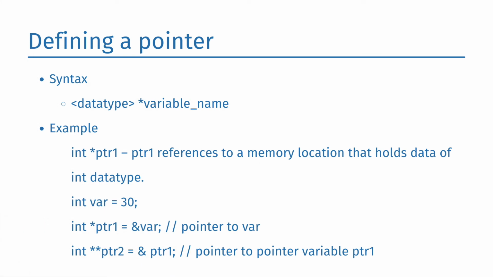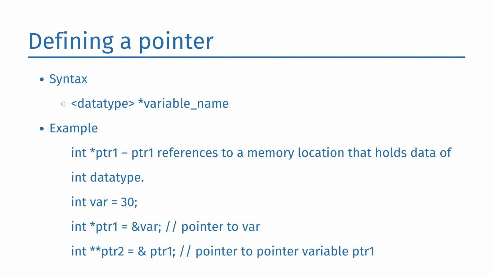Pointers are a kind of variable that stores the address of a variable. Syntax of pointer: data type asterisk variable name. Variable name is a pointer to a variable of the specified data type. Ampersand is used to denote the unary operator which returns a variable's address. And asterisk is a unary operator that returns the value stored at the address specified by the pointer variable.